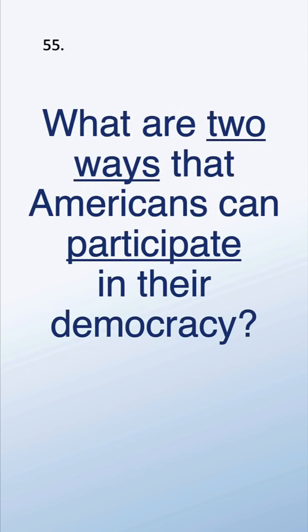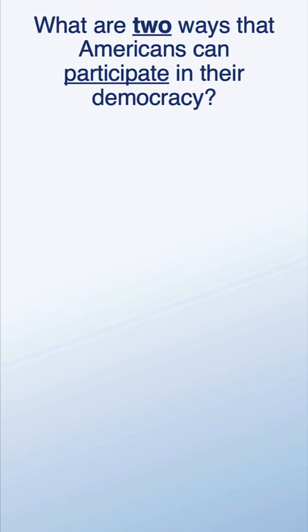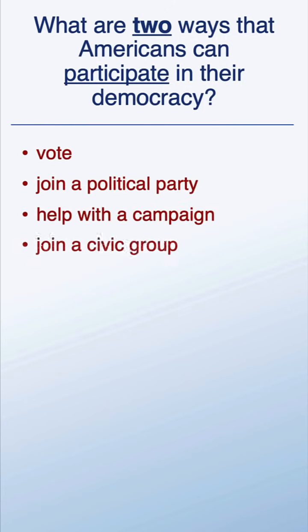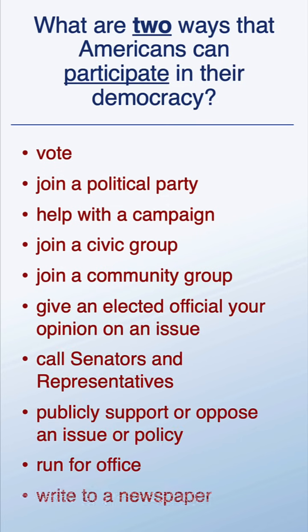What are 2 ways that Americans can participate in their democracy? Okay, we have a list here. You need to choose 2. Ready? To vote, join a political party, help with a campaign, join a civic group, join a community group, give an elected official your opinion on an issue, call senators and representatives, publicly support or oppose an issue or policy, run for office, or write to a newspaper. These are all ways you can participate in your democracy.